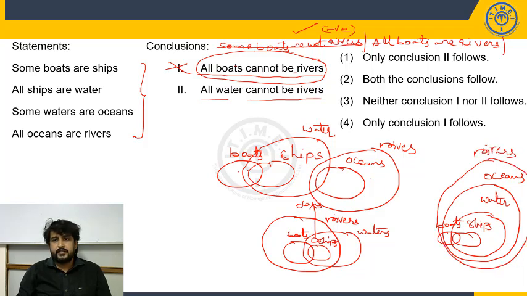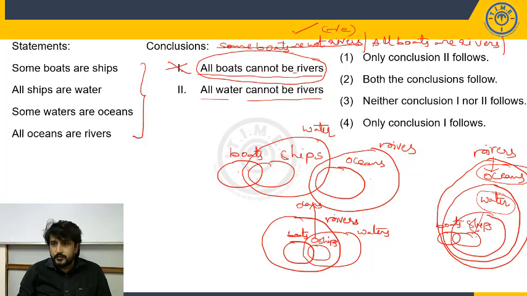So is it violating any of the statements? Check it. Some boats are ships. Yes, some boats are ships. All ships are water. Yes, all ships are inside the water. Some waters are oceans. Yes, when all waters are oceans, definitely some waters are oceans. All oceans are rivers. Yes, all oceans are inside the rivers.